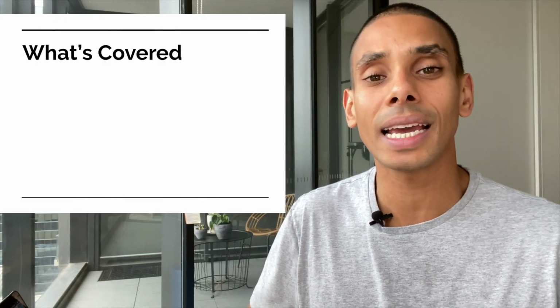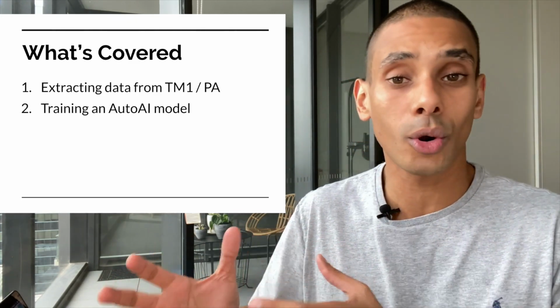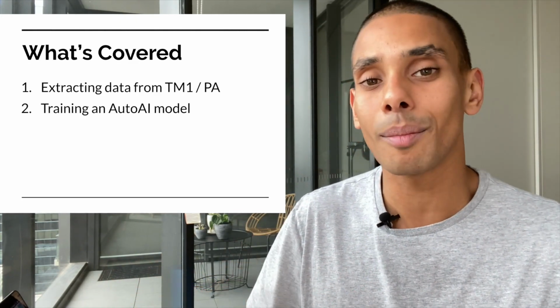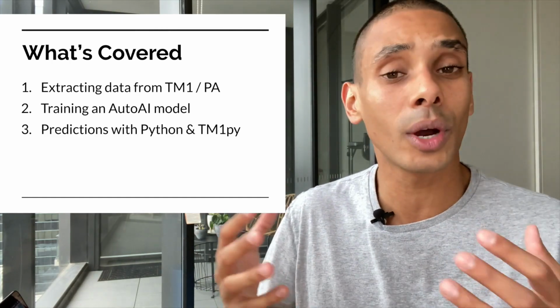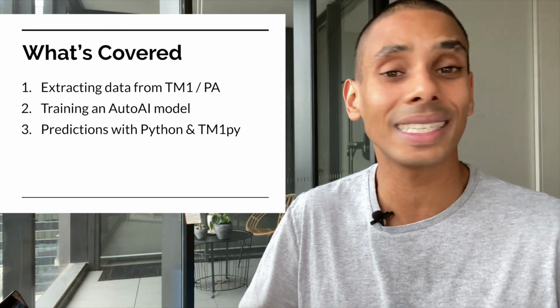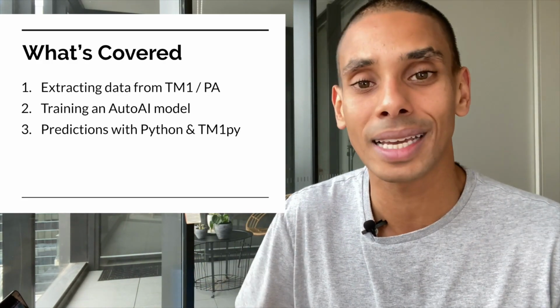Well, first up, we're going to take a look at how we can extract data from Planning Analytics and use it to train an AutoAI model. We're then going to deploy that model and use it to make predictions. And last but not least, we're going to tie it all together and use TM1py to automatically take data out of Planning Analytics, run predictions, and then push it back into our TM1 cubes.